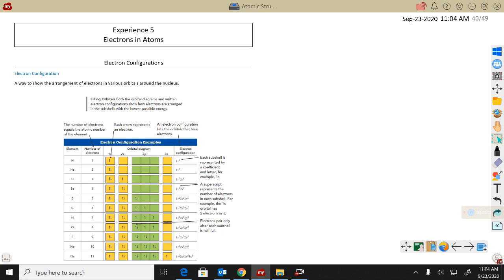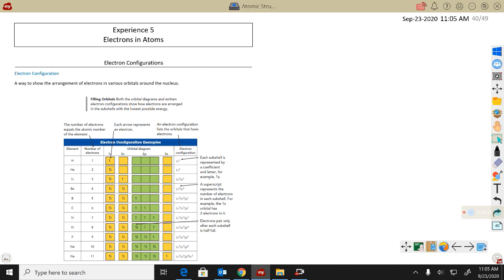And we kind of mentioned this in a previous video. When we fill the orbitals, both the orbital diagram and this thing called an electron configuration show how electrons are arranged in the subshells, which just means the orbitals, starting with the lowest energy and then moving up to higher energy levels. So we always fill orbitals low energy to high energy. Always, always, always. And so, for example, if I'm hydrogen, I can look in the periodic table.